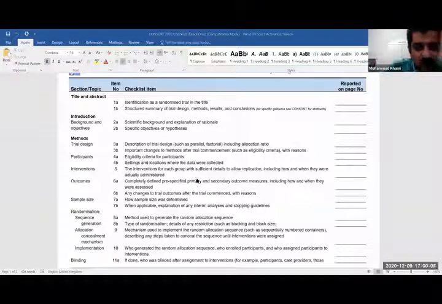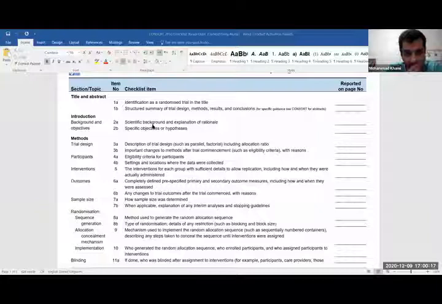Like the checklist that we had, for example, for cohort studies and observational studies. Here we have, for example, the title and the abstract. The first question is on the identification as a randomized trial in the title. So in the title, it should be stated that this is a randomized trial. Regarding the abstract, a structured summary of trial design, methods, results, and conclusions should be stated. Then in the introduction, the scientific background and explanation of rationale, and specific objectives or hypotheses should be included.